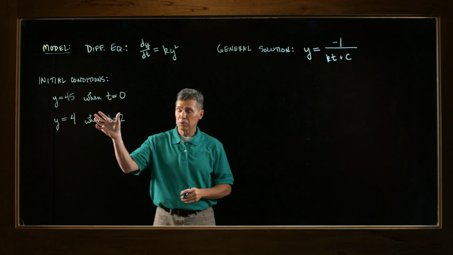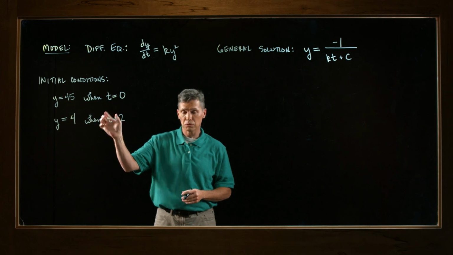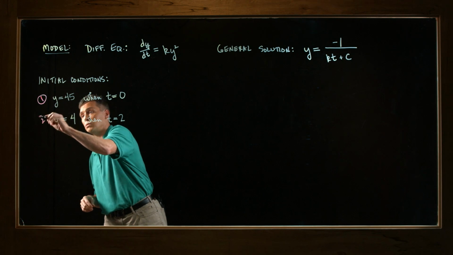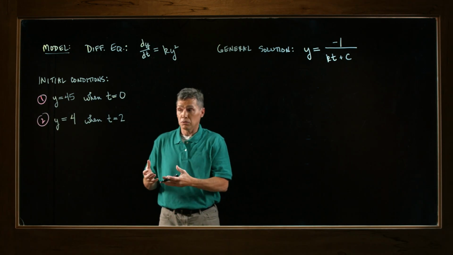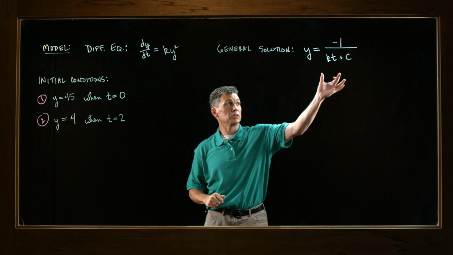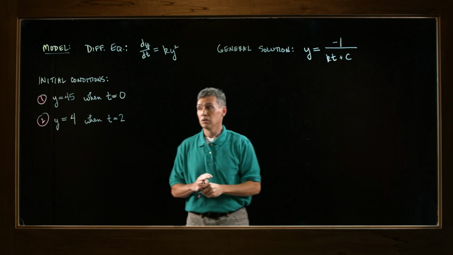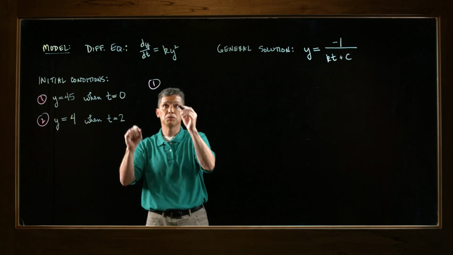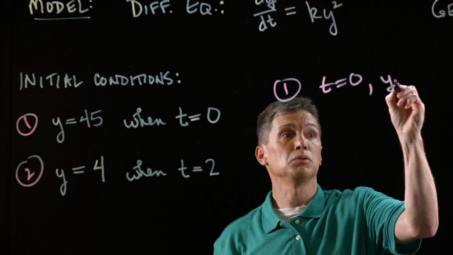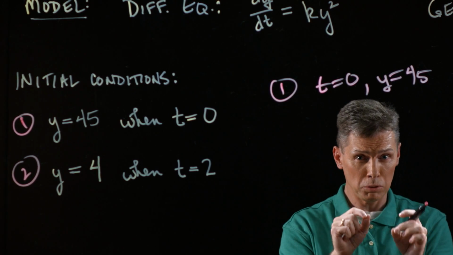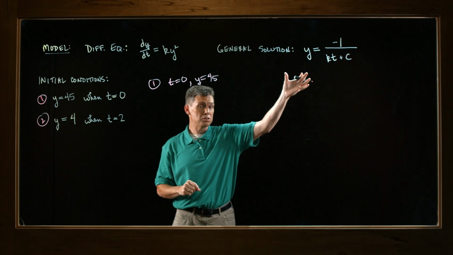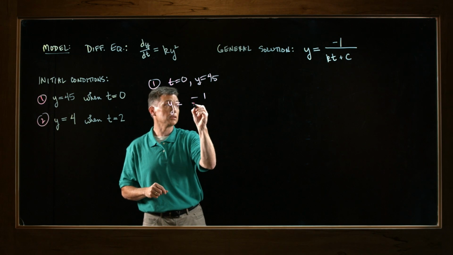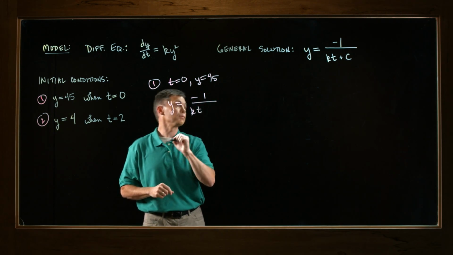And when we're trying to find the particular solution, we just look to plug in the specific information they give us from the initial conditions. So we have 2 initial conditions. And that's good because I actually have two things I need to figure out, the k and the c. So we'll just take one at a time. I'll grab the first initial condition. That's when they tell me that t equals 0 and y equals 45. What I want to do with that information then is plug it into the general solution that they gave us. So y equals minus 1 divided by k t plus c.